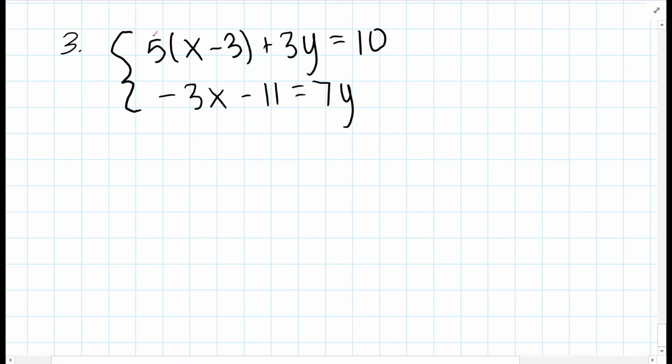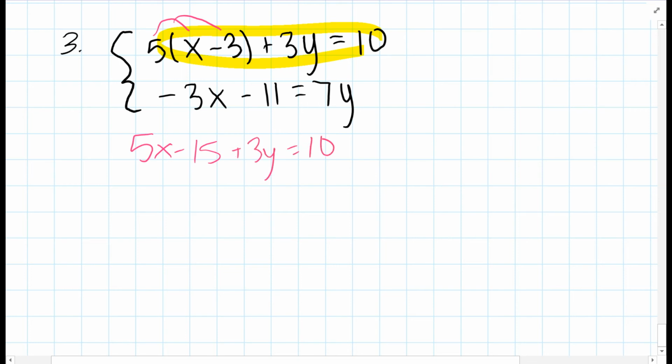So I'm going to start with this top one and distribute that out first. I'm just going to start with this first equation and simplify it, and then I'll move to the last one. So I'm going to distribute the 5. That's going to give me 5x minus 15 plus 3y equals 10. I'm going to do plus 15 both sides, and I should get a final equation of 5x plus 3y equals 25.